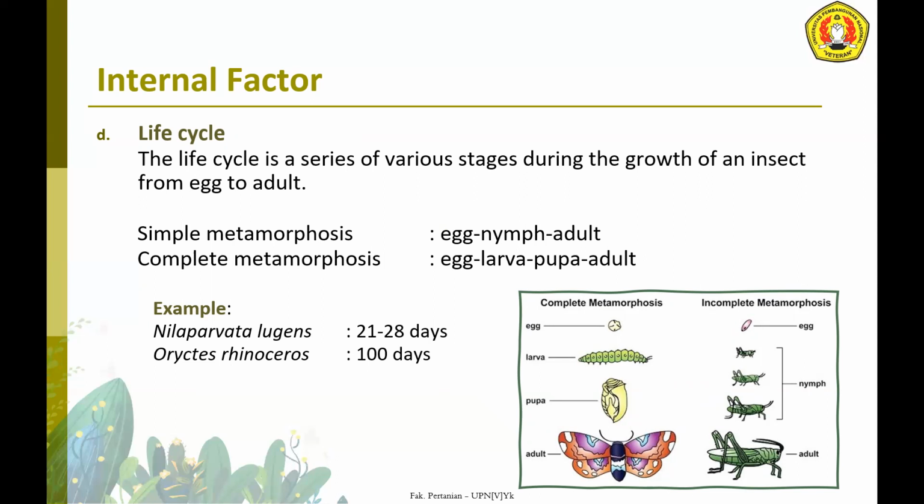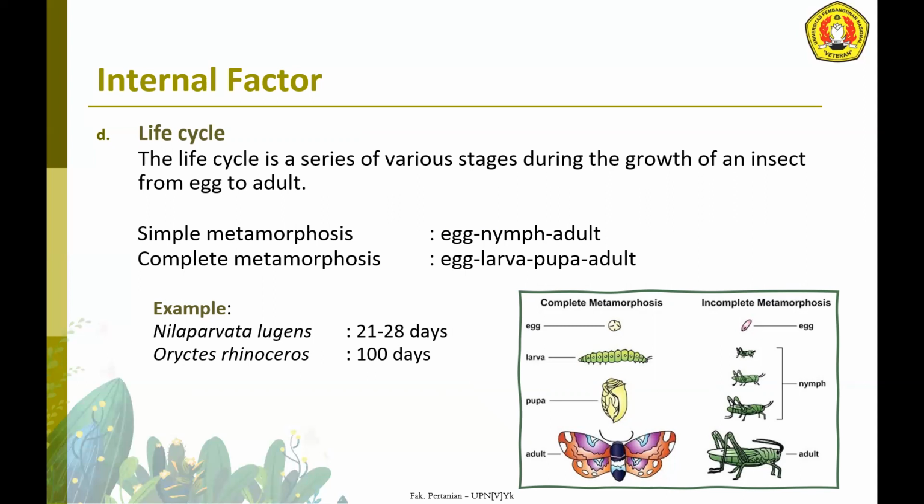For simple, the life cycle comes from egg and then nymph, and then adult. You can see in the picture, in the left and the right side. They come from egg, then nymph, after that adult. Jadi telur, nympha, kemudian dewasa. Jadi hanya ada 3 tipe.